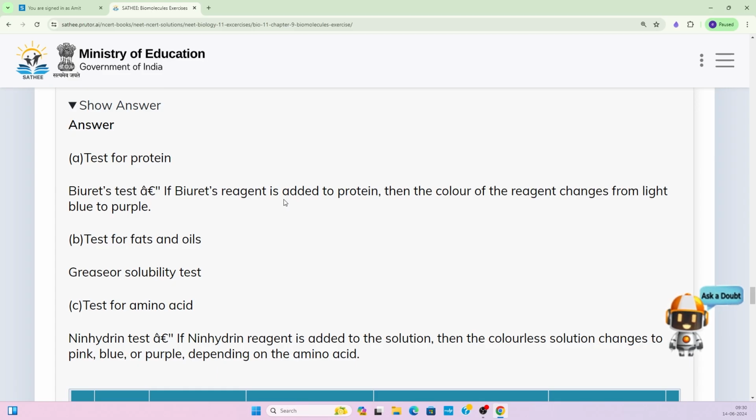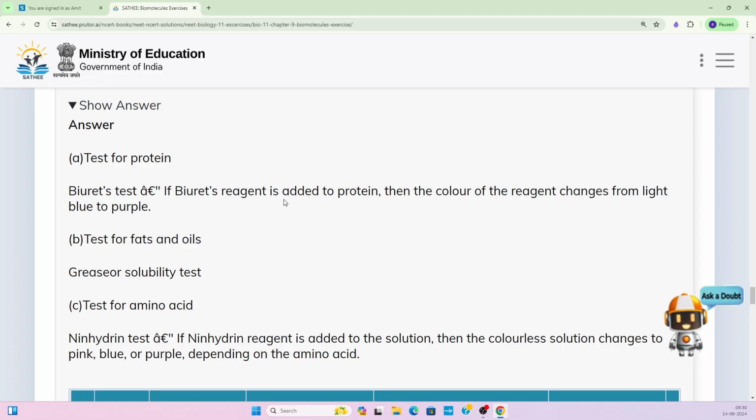Test for protein: the biuret test. If the biuret reagent is added to a protein, then the color of the reagent changes from light blue to purple. Okay, the biuret is the reagent, and its original color is light blue.